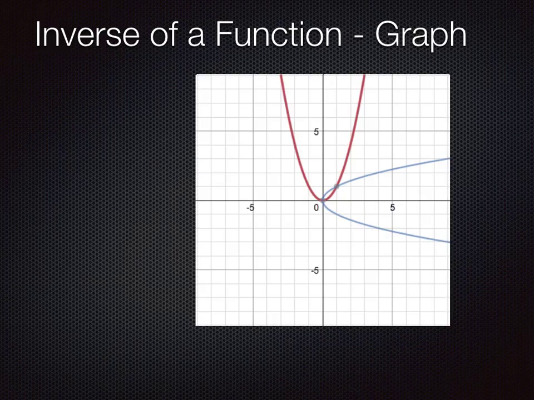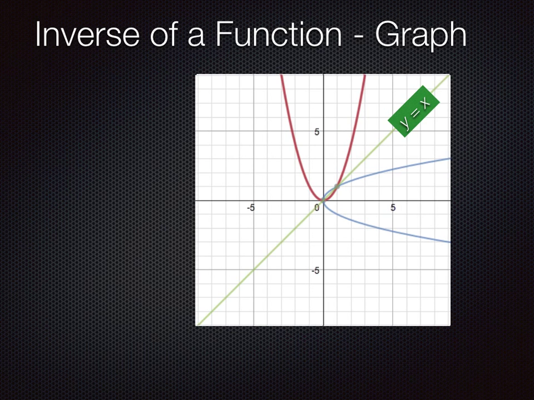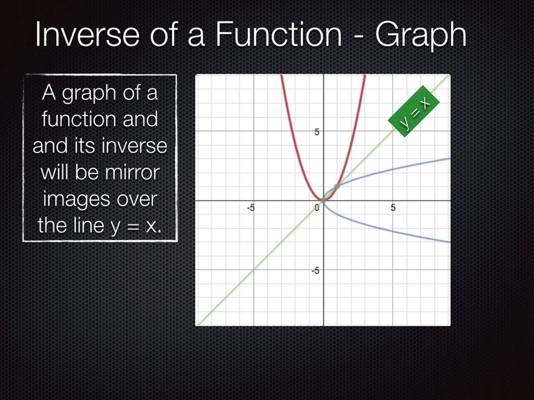Notice its inverse is not a function because it does not pass the vertical line test. And the two graphs are mirror images over the line y equals x. So that's what we're going to use to determine the inverse of a function from a graph. We'll graph the line y equals x and we'll find the mirror images. Let's get practice with that.